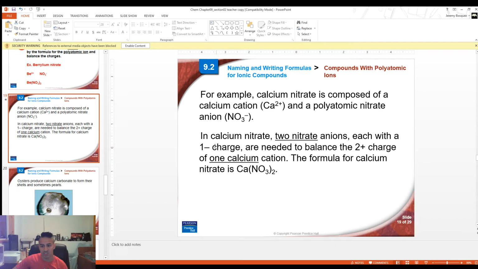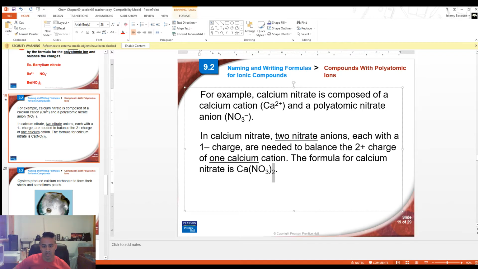So the 2 nitrates will give us a total of -2, and the 1 calcium has a charge of +2. That would balance out. In our formula, we'd show that we have 2 nitrates outside parentheses and the 1 calcium. And of course, the 1 isn't written because it's implied.